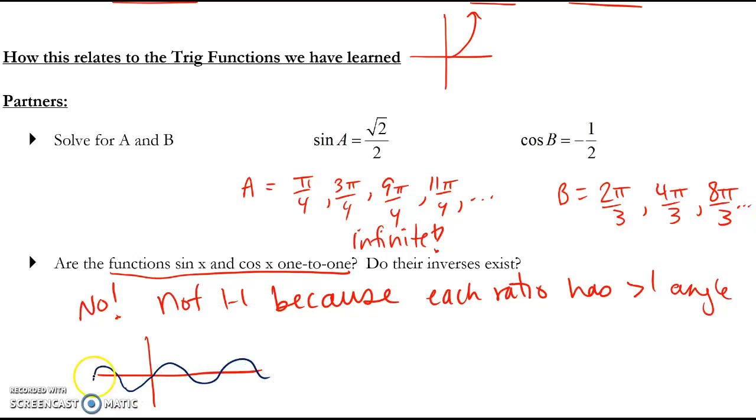Well, does that graph pass the horizontal line test? No. I can draw a horizontal line right here, and it crosses my graph more than once. So we can also say it is not one-to-one because it fails the horizontal line test.